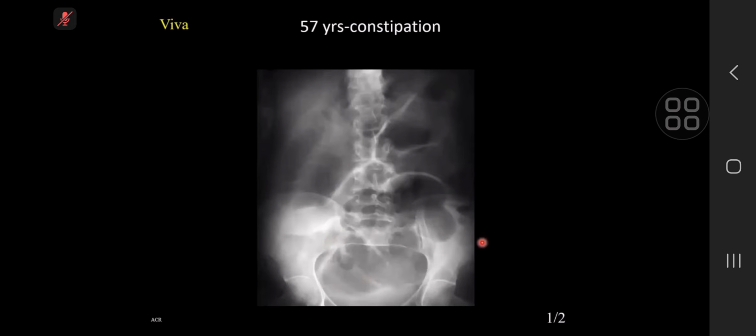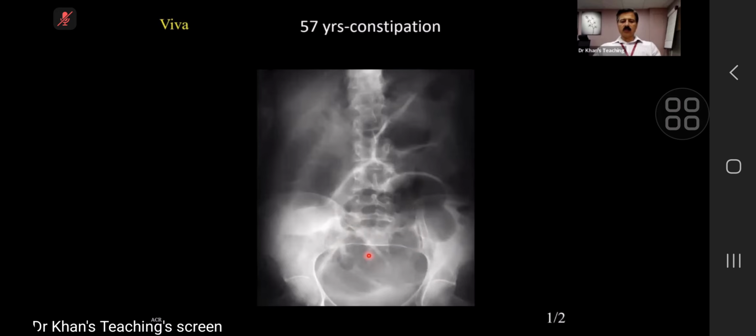It looks like large bowel. Excellent, well done. So these are haustra. So this is large bowel. Is there gas in the rectum? I can't see any gas in the rectum. Excellent. So what will be your conclusion here?